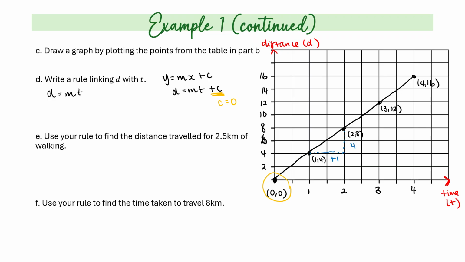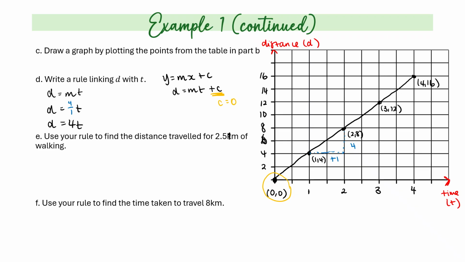It might not be to that scale, but if we were to actually look at the coordinates, we've got a rise and run of 4 and 1, okay? So our gradient is going to be equal to 4 over 1, which we can just simplify down to 4. Okay, so our rule is d is equal to 4t.